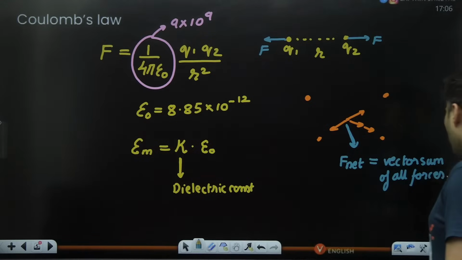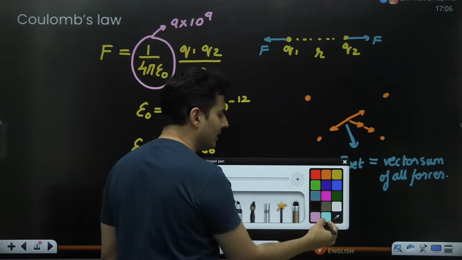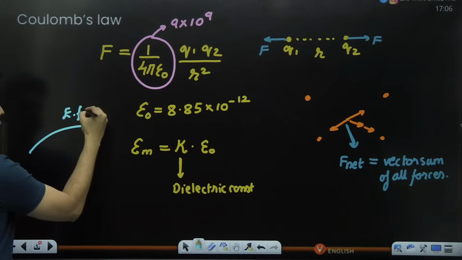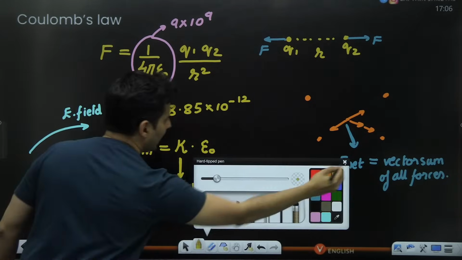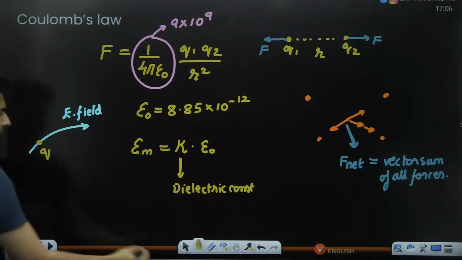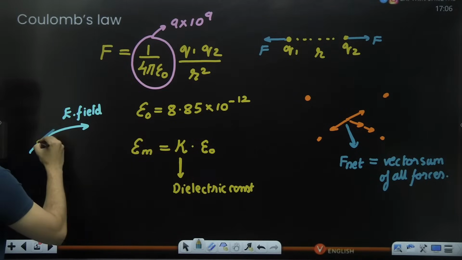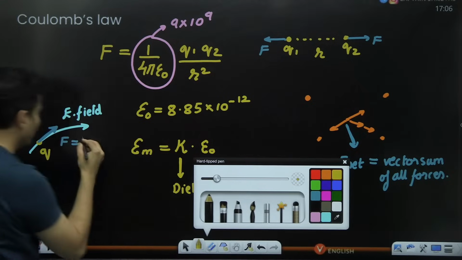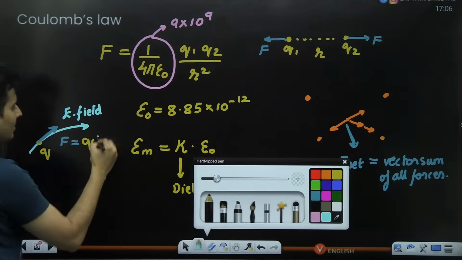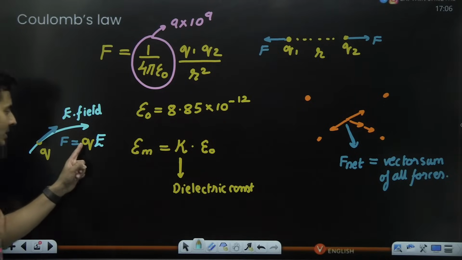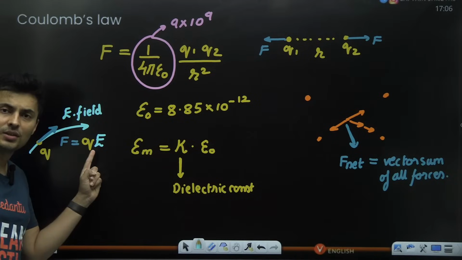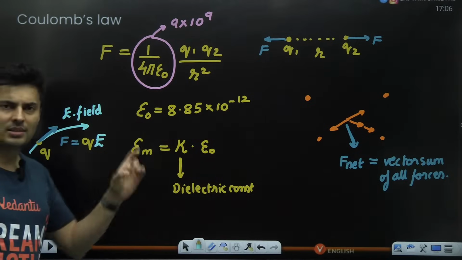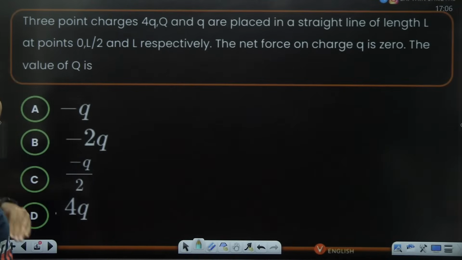Sometimes you might be asked to find the force due to a field, and maybe there is an electric field somewhere, and maybe you have placed a charge inside that field. The force is given by the charge multiplied by the electric field. If the charge is positive, the force is in the same direction as the field. If the charge is negative, the force is opposite to the direction of the field. So these are some basic concepts. Let's have a look at the question coming up on your screen.